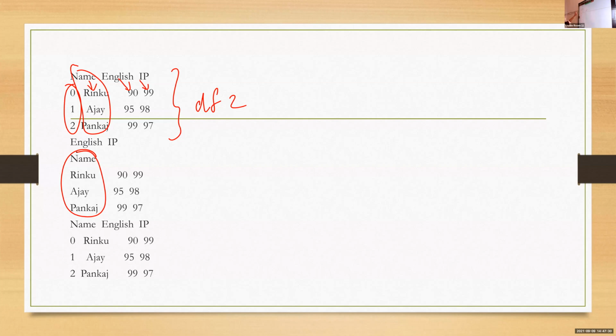So I want to change this default index value with the first column value. After using this set index function, the index value is name, that is Ringu, Ajay, Pankaj. The row names are Ringu, Ajay, and Pankaj instead of 0, 1, 2 after using set index. So that is the process we want to do.